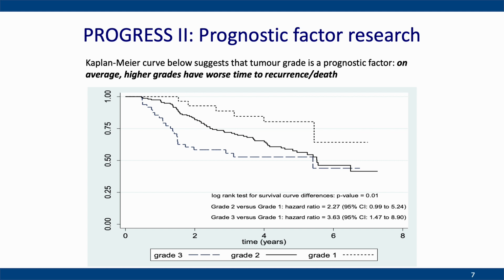And so on this particular Kaplan-Meier curve, we've just got, again, breast cancer patients categorised into 3 groups defined by grade, so tumour grade. And clearly those with the highest tumour grade have the worst prognosis. So tumour grade is a prognostic factor. So prognostic factor research aims to identify prognostic factors.